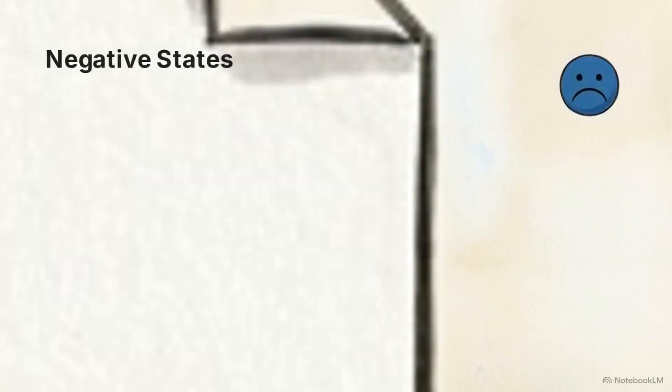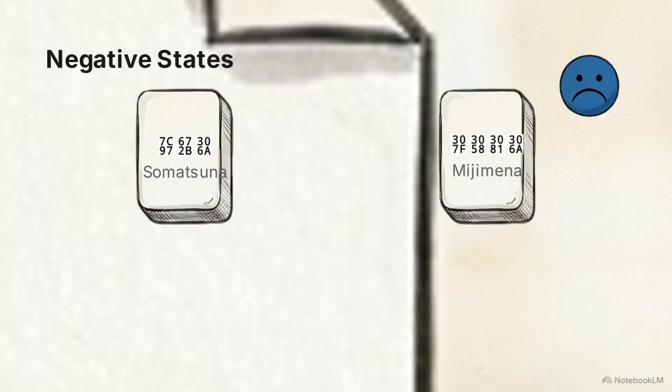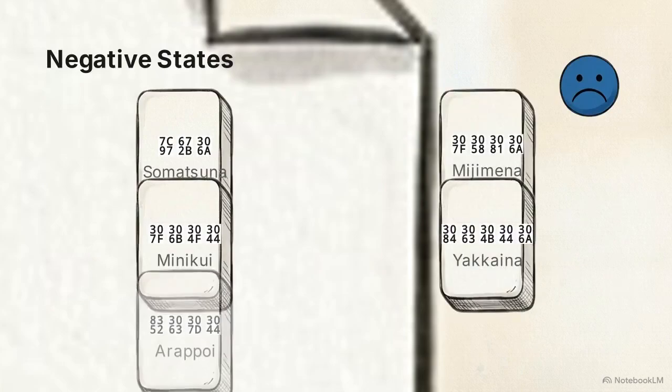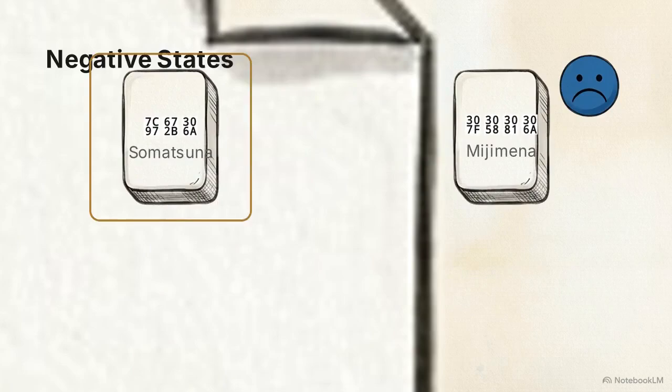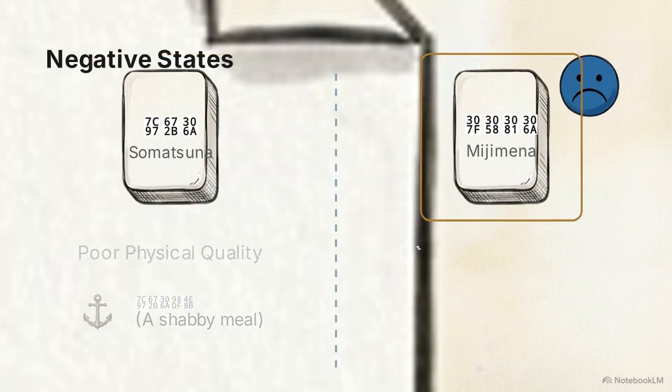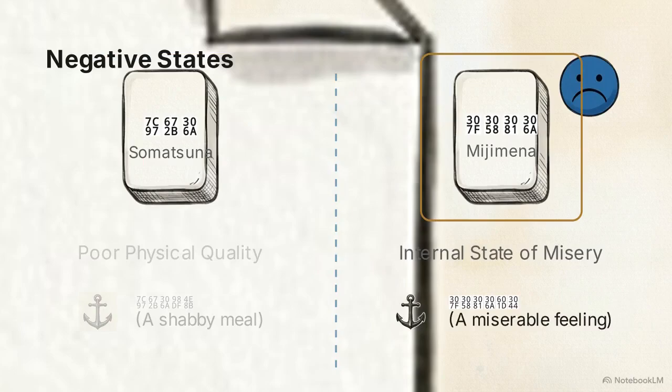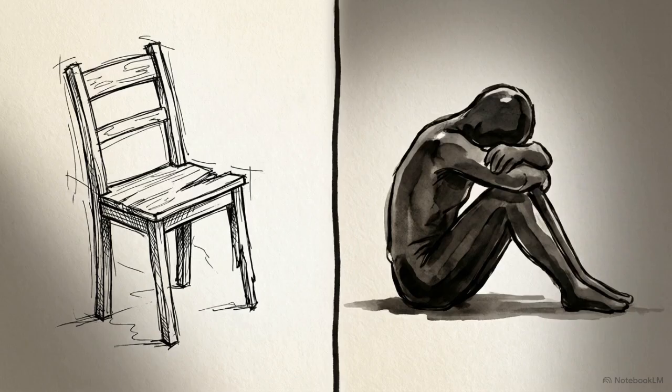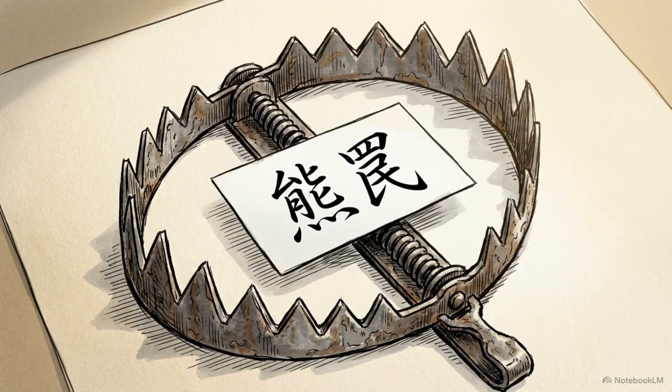Shift to the top right quadrant for negative states: somatsuna, mijimena, yakkaina, minikui, and arappoi. Somatsuna targets poor physical quality. Use the anchor somatsuna shokuji, a shabby meal. Contrast this with mijimena, an internal state of misery. Use the anchor mijimena omoi, a miserable feeling. Distinguishing between a physical state and an internal state is how you survive the vocabulary section. Test makers frequently swap these exact contexts to build their trap answers.